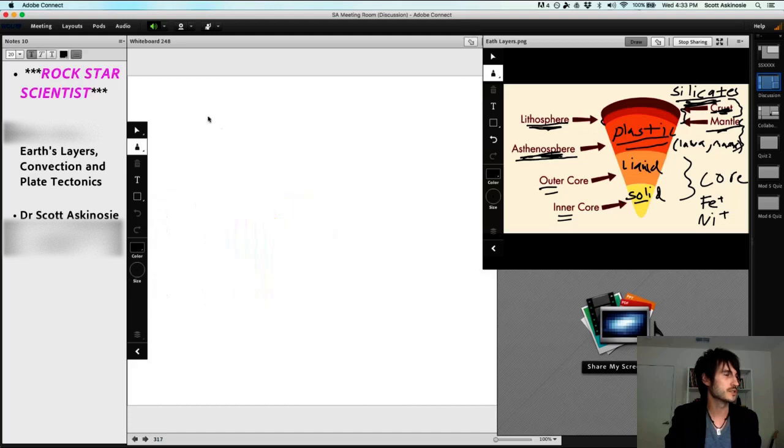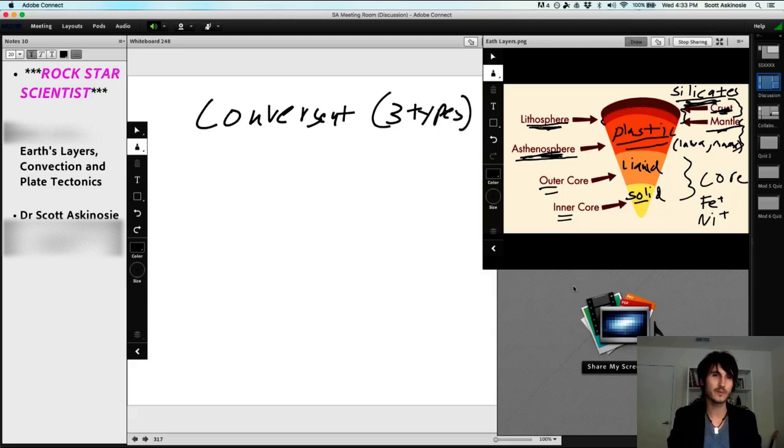And we'll start with convergent. And there are three examples of this here on Earth. There are three types. Maybe types is better. There are three types of convergent boundaries. And that may seem like a lot, but I promise once we start talking about them, it'll make sense.